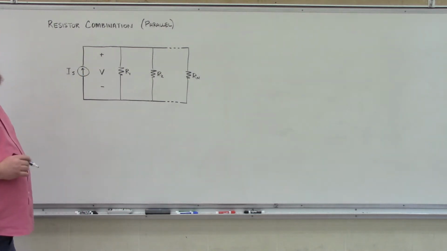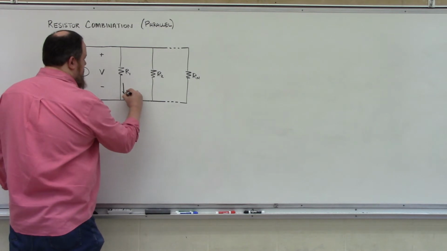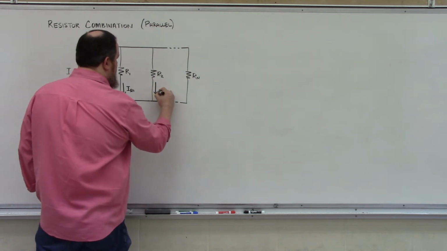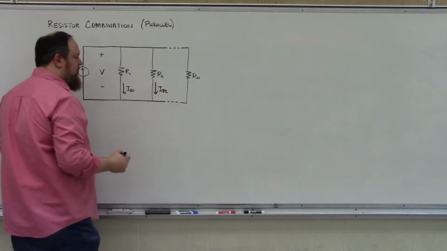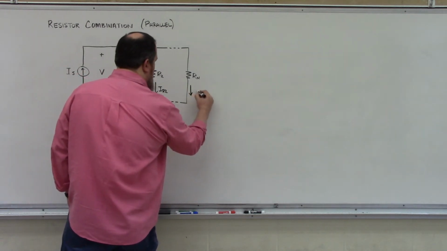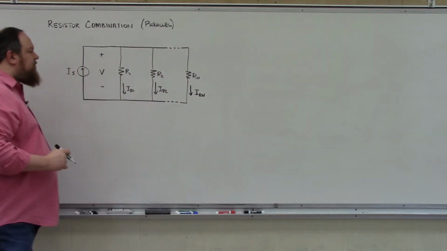I'm going to assign each resistor a current. So with resistor R1, I'm going to have some resistor current IR1 direction down. With resistor R2, I'm going to have a resistor current IR2 direction down. And with resistor Rn, I'm going to have a resistor current IRN direction down.